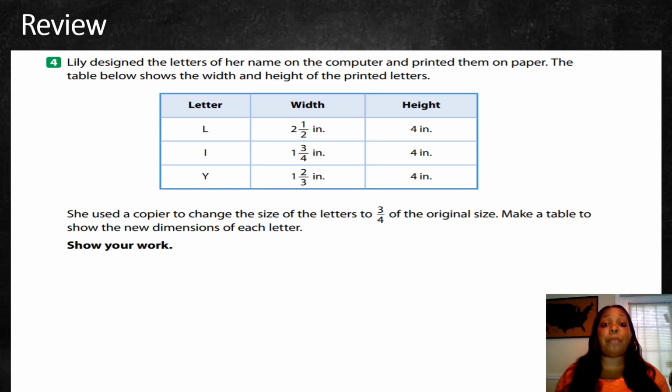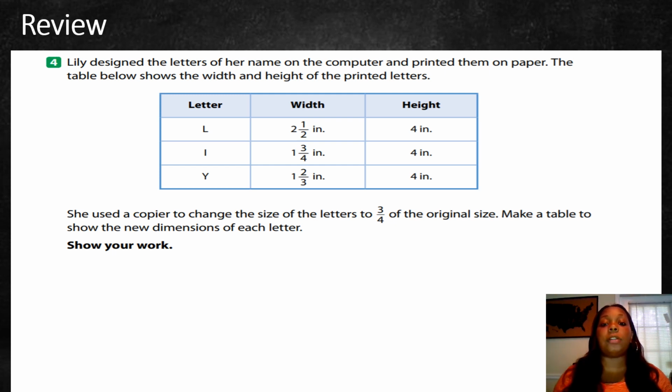Okay, so this last problem is going to take a little bit of work. As you can see, we're going to be working with 6 numbers. Lily designed the letters of her name on the computer and printed them on paper. The table below shows the width and the height of the printed letters. She used a copier to change the size of the letters to 3/4 the original size. Make a table to show the new dimensions of each letter.